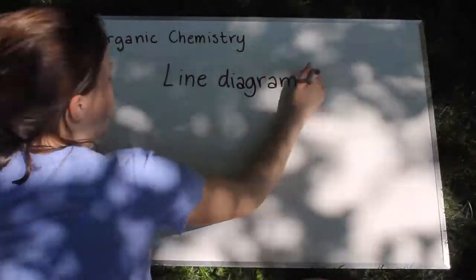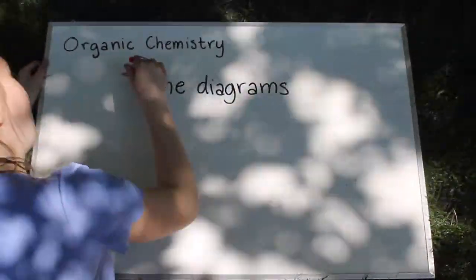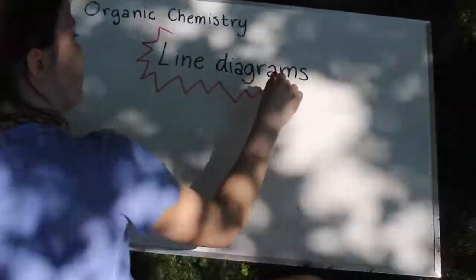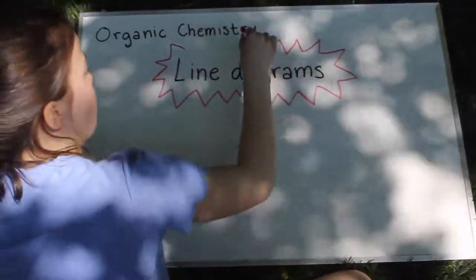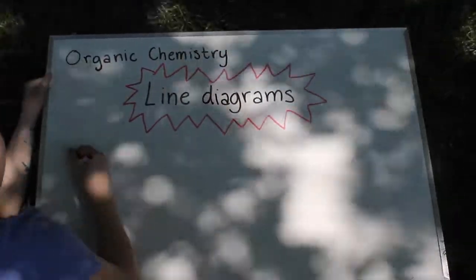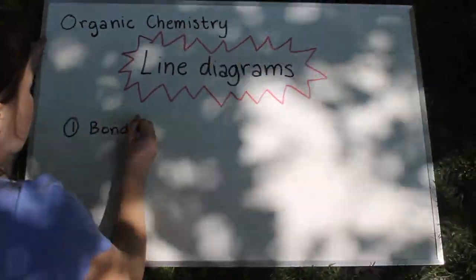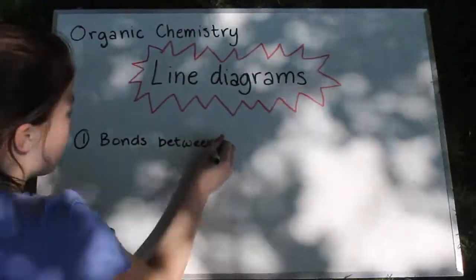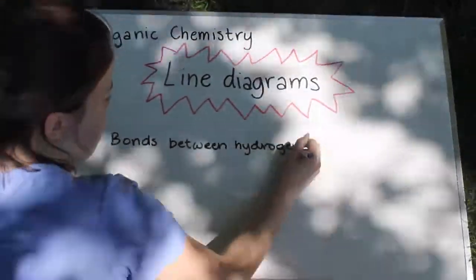A line diagram, also called the skeletal formula, is a shorthand version of representing the bonds between hydrogen and carbon in organic chemistry. It also provides information about the molecular geometry, VSEPR, of the molecule, in a 2-dimensional representation. Line diagrams are pretty straightforward.